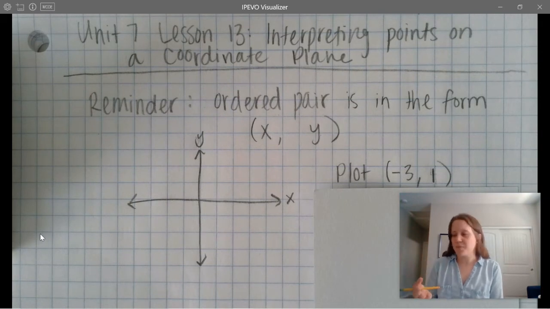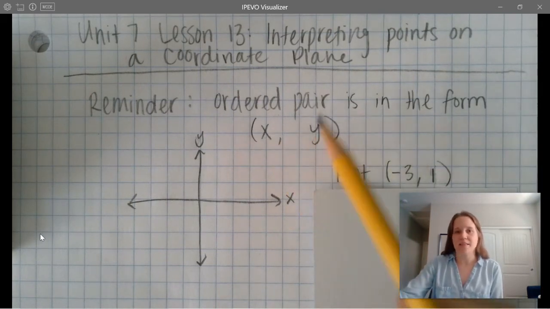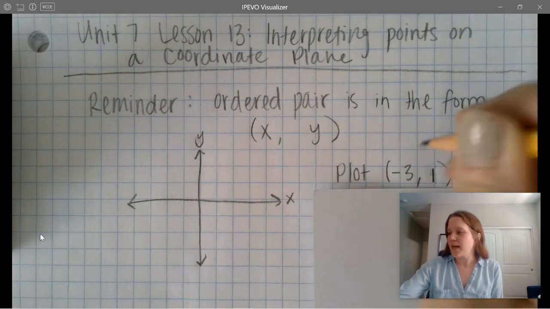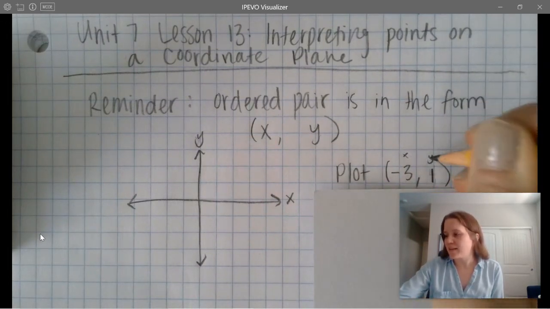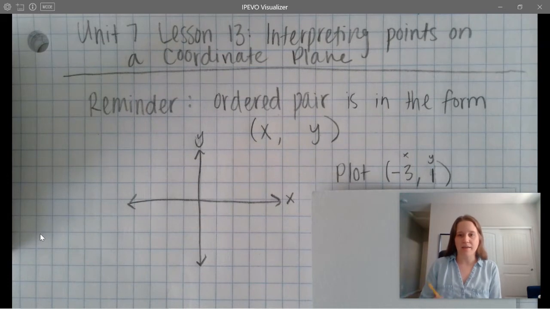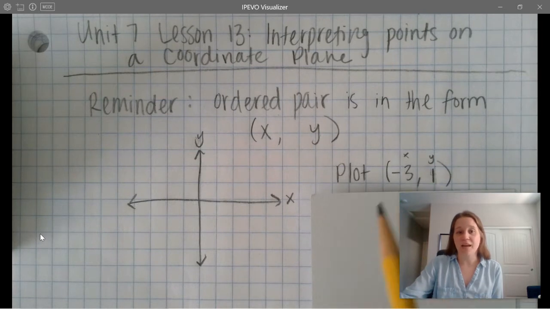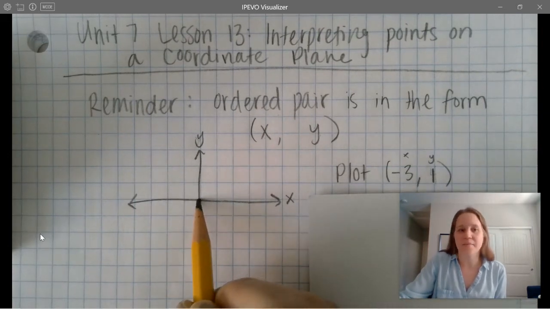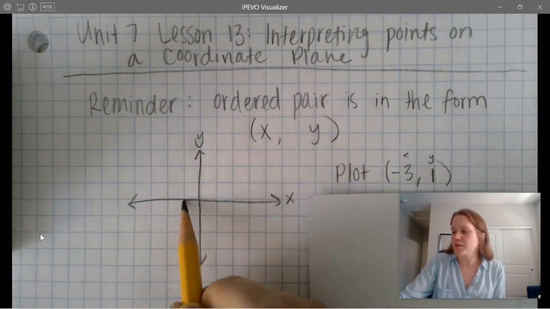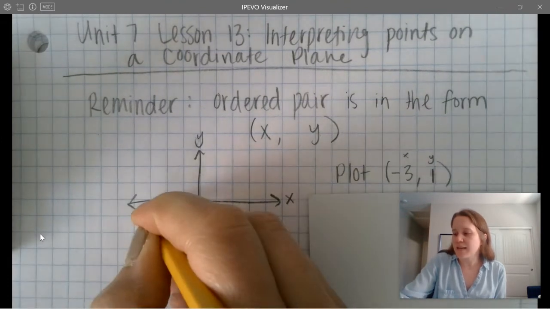When I'm seeing that ordered pair, I know that an ordered pair is in this order: x value, y value. I'm going to go ahead and just write down a little x and y above my ordered pair. This ordered pair tells me the location is at -3 on the x-axis and +1 on the y-axis. So I'm going to start with the x. I start my pencil at the origin. I'm just going to slide on over 1, 2, 3. This is where -3 is.